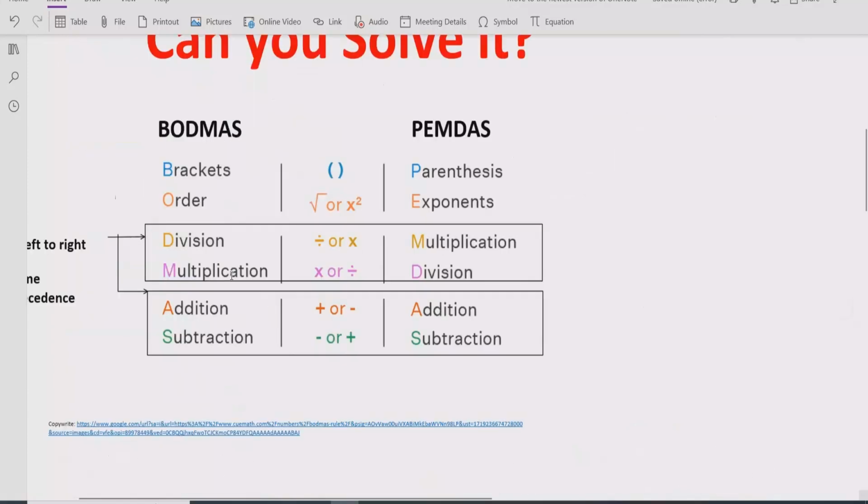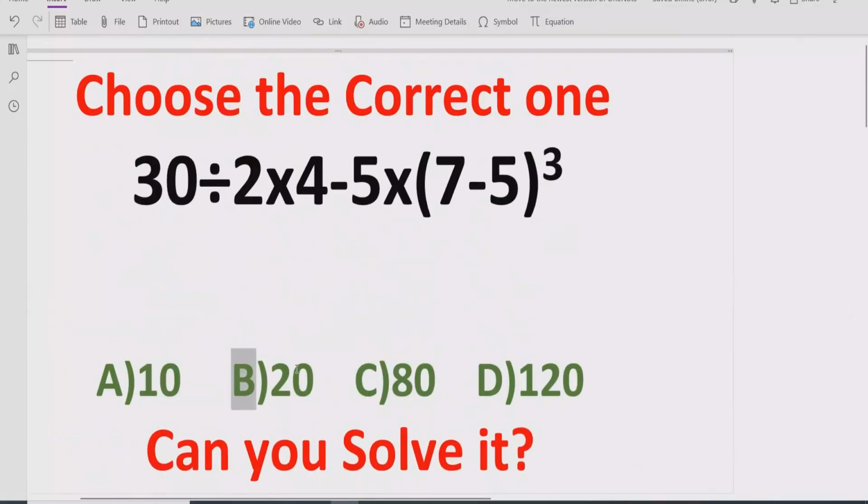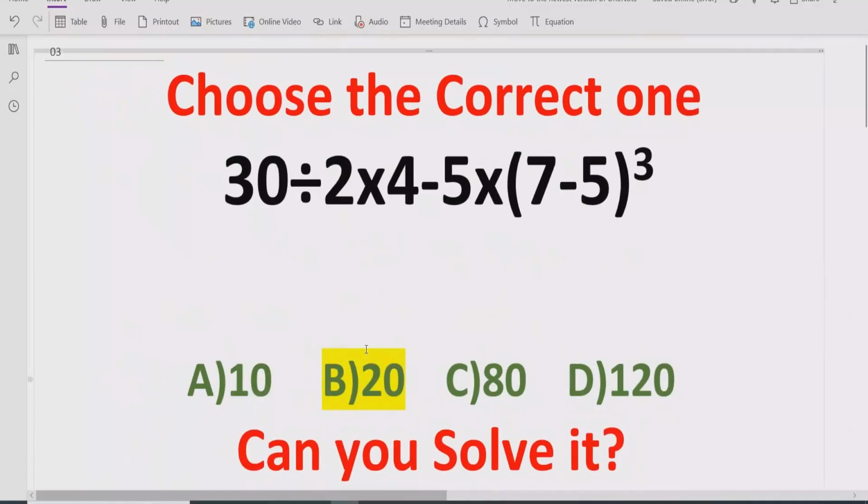If you see, the answer is option B, the correct answer of this expression. So I hope you understand how you can solve the given expression using PEMDAS and BODMAS method and find out the correct answer. So that's it for today.